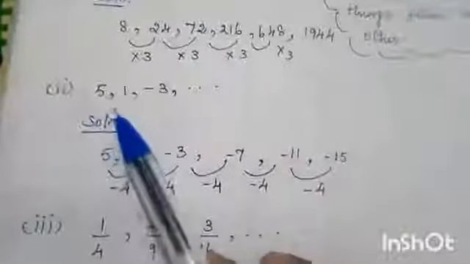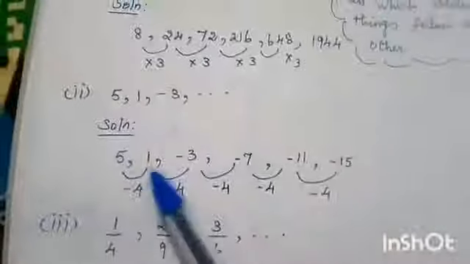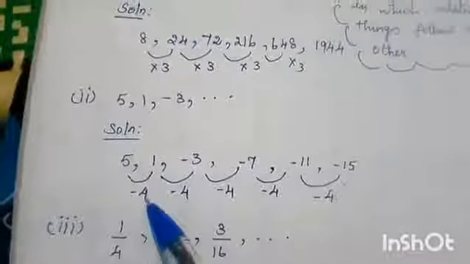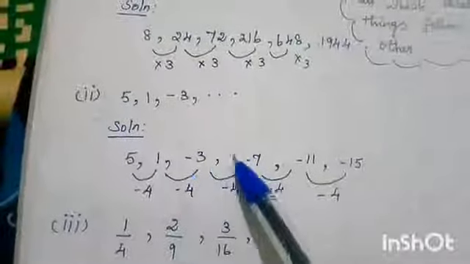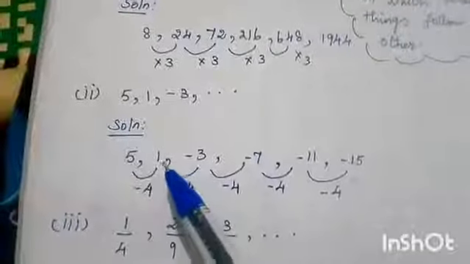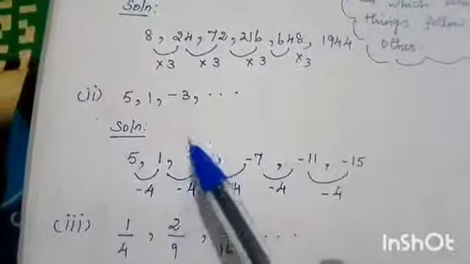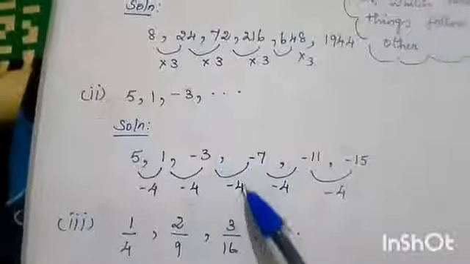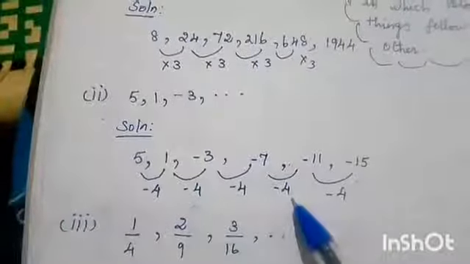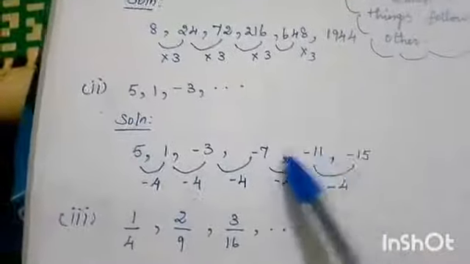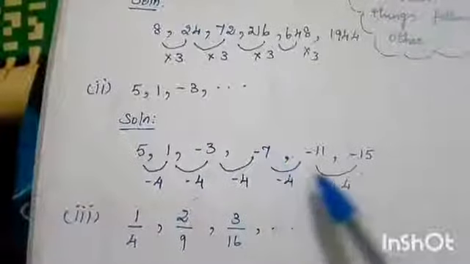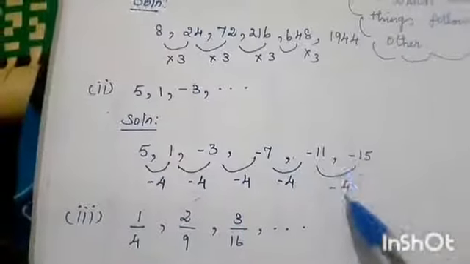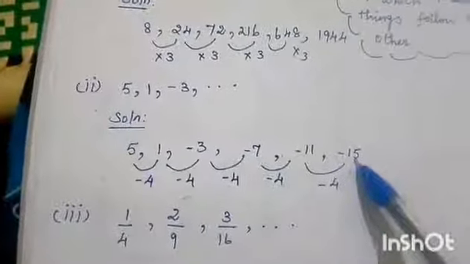The second one 5, 1, minus 3, etc. That is 5 and 1. What is the difference? It is minus 4. 4 is reduced, so minus 4. You have to apply the same rule. That is 1 minus 4, the value is minus 3. Next, minus 3 minus 4 is minus 7. Minus 7 minus 4 is minus 11. We have to add these two, we get minus 15. Same sign, so you add and use the same sign.